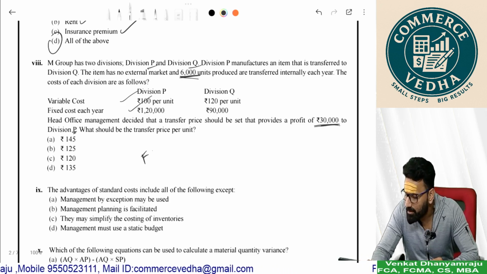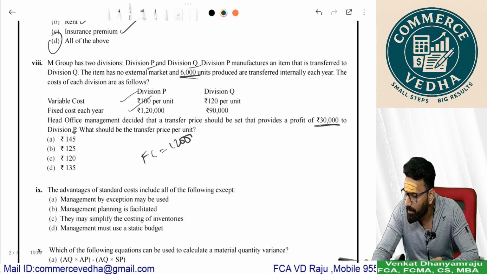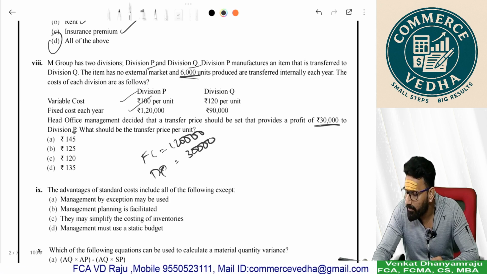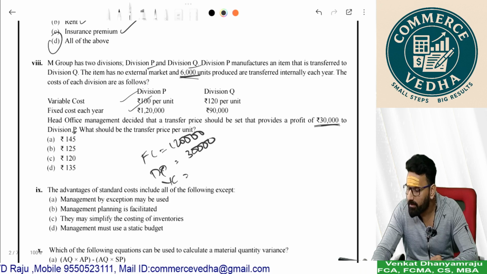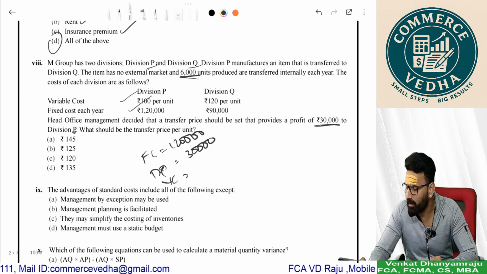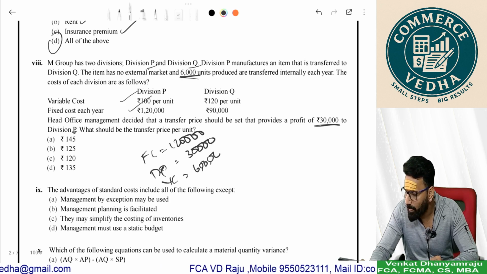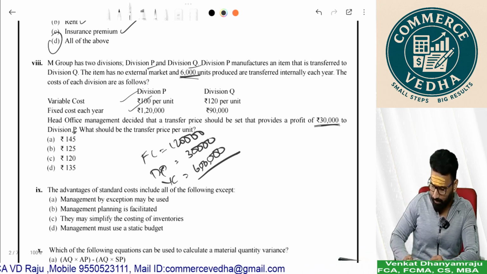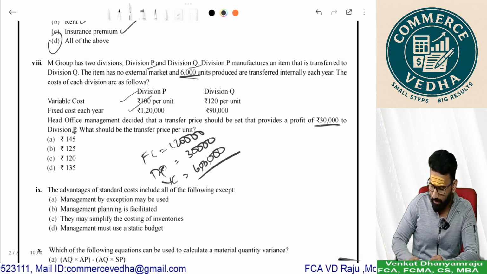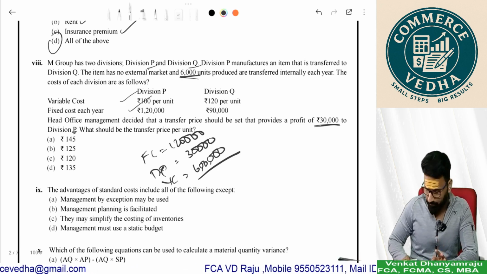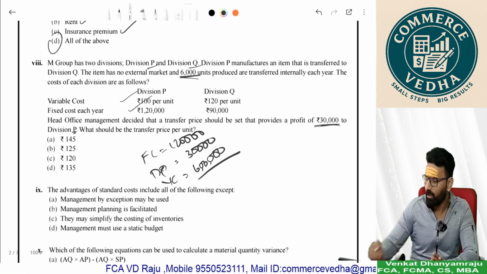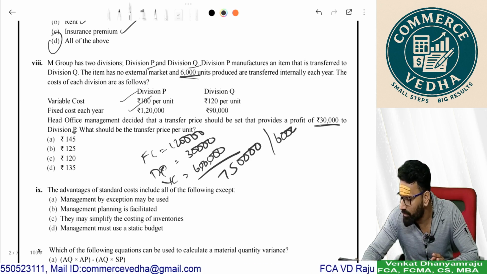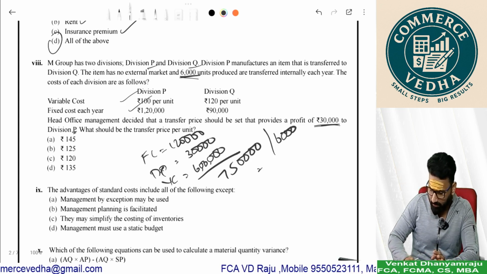So P's fixed cost is 120. Desired profit 30. And P's variable cost is 6,000 units into 100, 6 lakhs. So my total cost 6 lakhs plus 1 lakh 20. My total cost 720 and my profit is 30 expected. So my sale should be 7 lakh 50. If I transfer, I should transfer at 7 lakh 50 divided by 6,000.